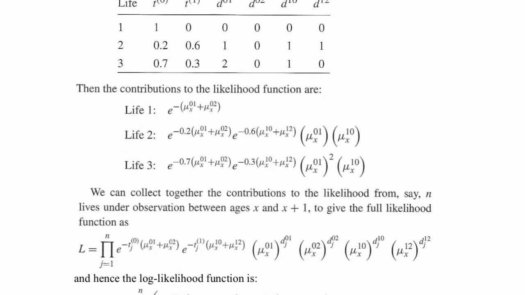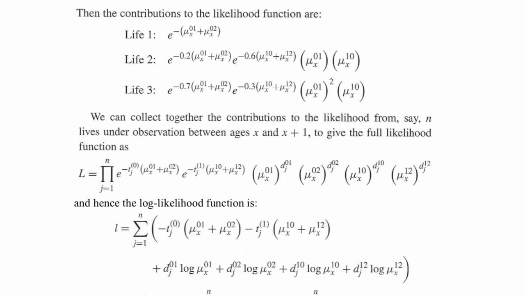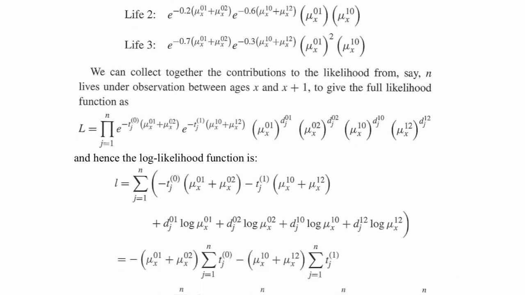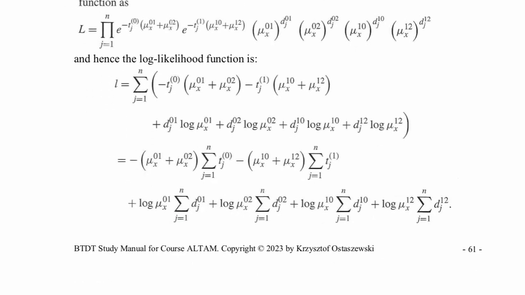Of course, yes. Then the contributions to the likelihood function are, as you can see here, all of this a function of the forces, right? We can collect together the contribution to the likelihood from, say, n lives under observation between ages x and x plus 1 to give the full likelihood function, and it's a product of everything. So this is the general case, with not just 3 lives, but n lives.